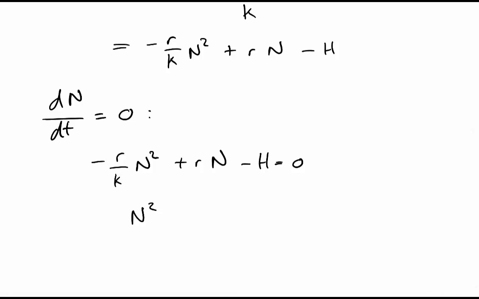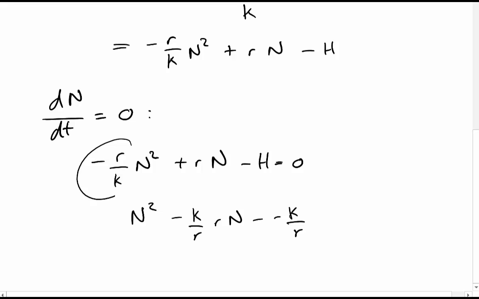Sorry, I don't mean multiply through by minus r on k. What I mean is divide through by minus r on k. So in other words, I get rid of this. Okay, so I just get rid of this. If I divide through by minus r on k, that's the same as doing minus k on r, times rn, and then again minus k on r. I'm just multiplying through by the inverse of that, which is the same as dividing through by it. That's going to be equal to 0.